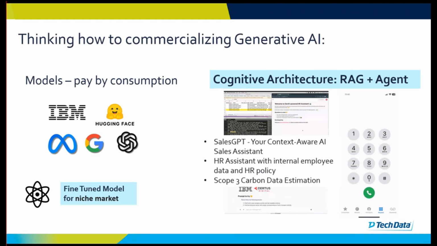To think about how to commercialize generative AI. Based on my research and reading some brilliant minds in the AI industry, I think essentially there are two approaches for commercializing. One is the model itself, you sell the model. The second one is a concept called cognitive architecture. We'll go through them one by one.